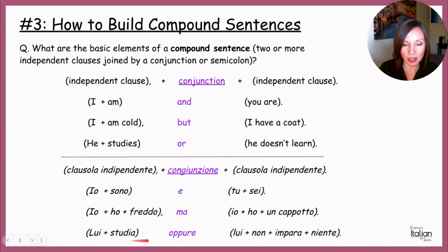And then lui studia, oppure lui non impara niente. So he studies or he doesn't, impara, learn, nothing. We have two negatives here together, which is how you make the sentence negative in Italian. So lui studia oppure lui non impara niente. Once again, we're just making slightly longer sentences by using our conjunctions here. And that's a compound sentence.